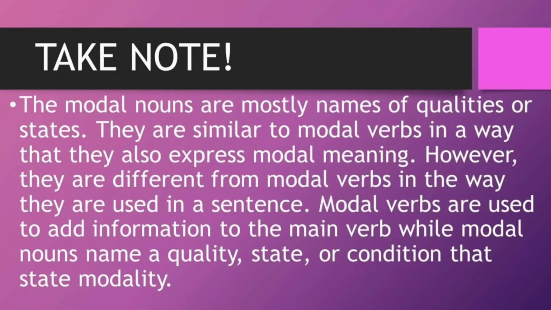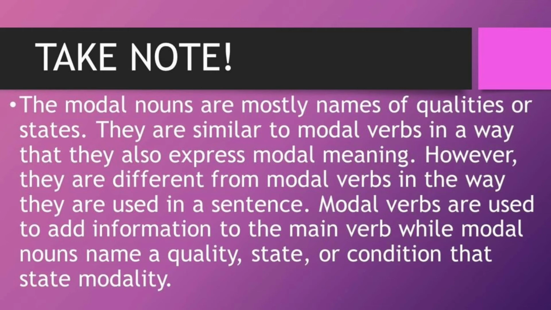Take note, the modal nouns are mostly names of qualities or states. They are similar to modal verbs in a way that they also express modal meaning, or they are expressing modality. So that's the similarities between modal nouns and modal verbs. However, they are different from modal verbs in the way they are used in a sentence. So their difference is the way that we use it in a sentence.